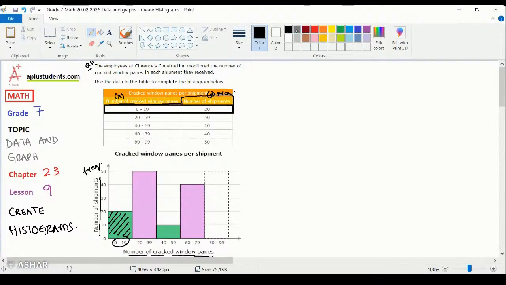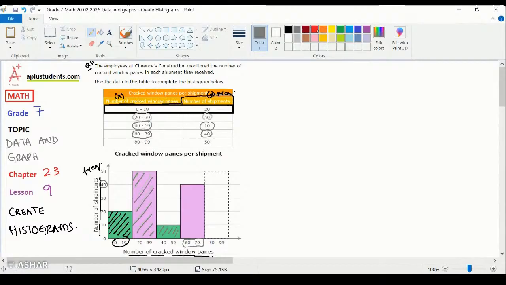Between 20 and 39, there were 50, right? Between 20 and 39, the height would be 50. Just a moment, I'll change this. The height would be 50. Similarly, 40 and 59, the height was 10. 60 to 79, the height was 40. This is 40 over here, between 60 and 79.